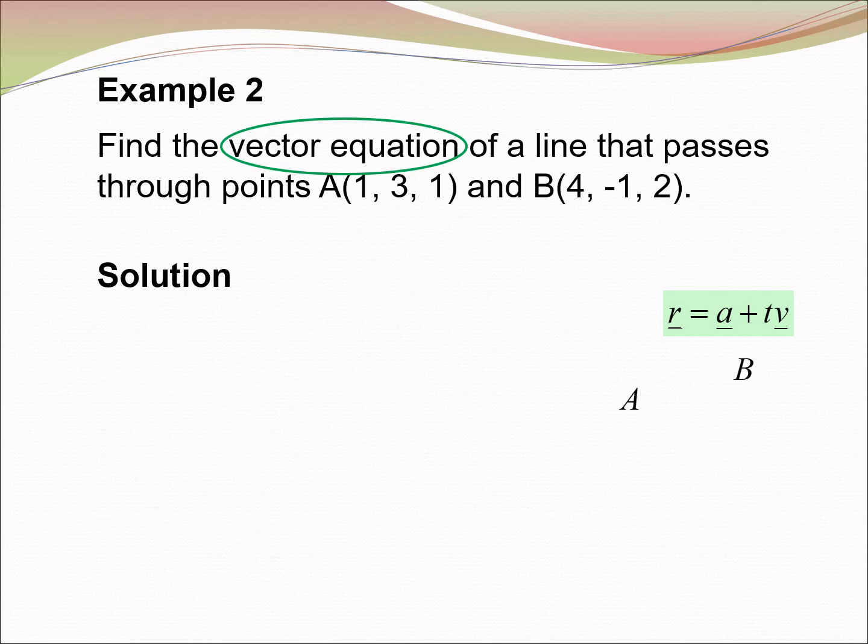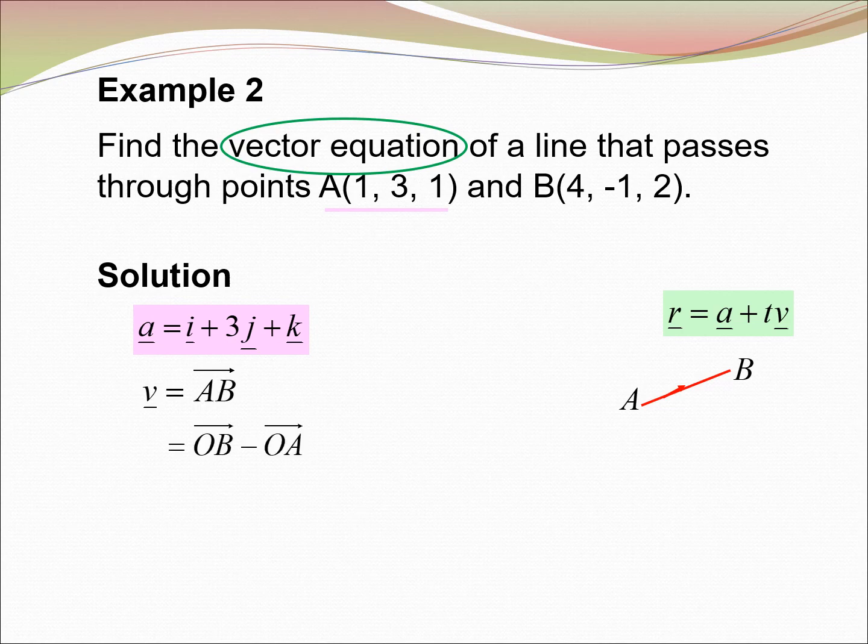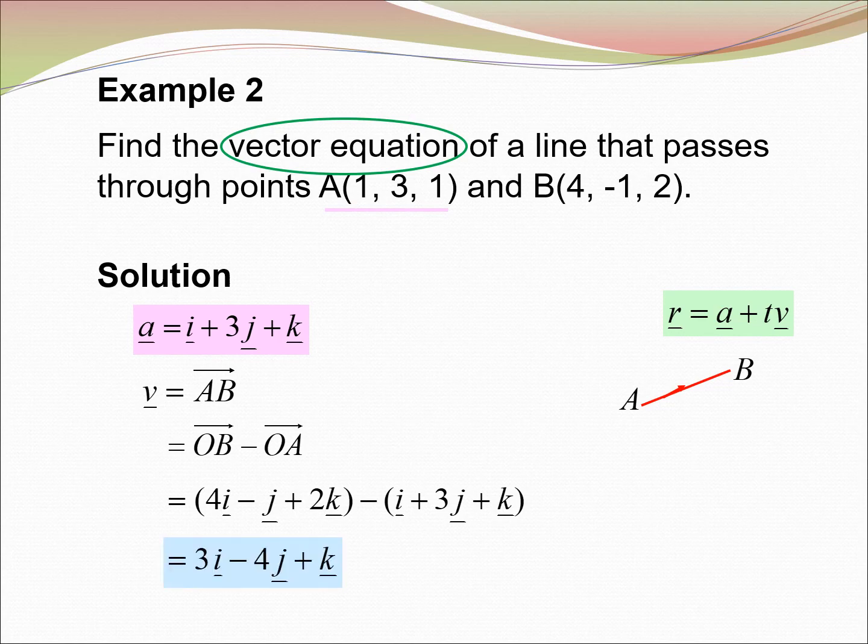For this question, the line passes through the point A, so our a is equal to i plus 3j plus k. And then we want to move from point A to B, so the direction is AB. So our v is equal to AB, and AB is equal to OB minus OA. We substitute vector OB, which is 4i minus j plus 2k, and OA, which is i plus 3j plus k. Simplified, we get 3i minus 4j plus k.